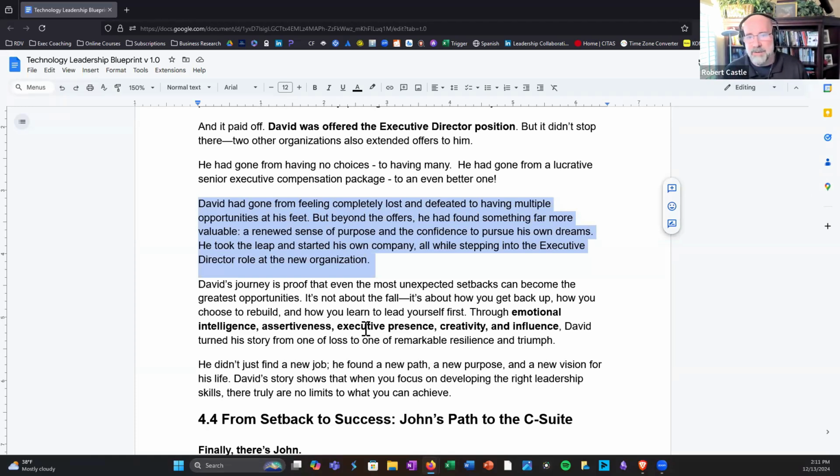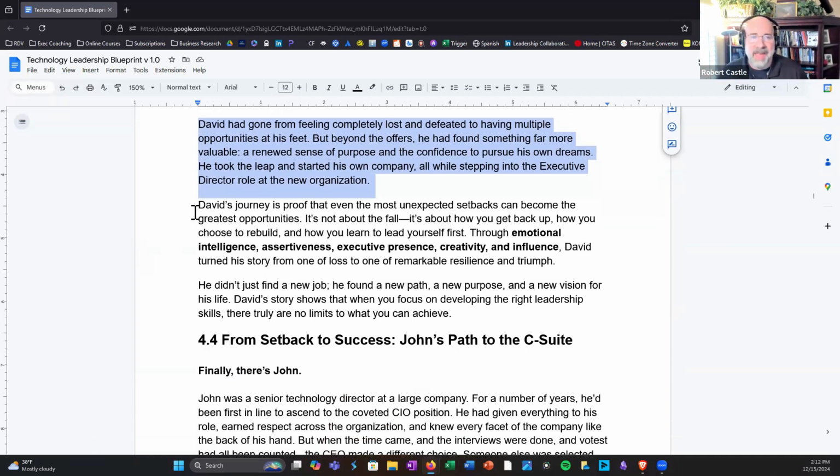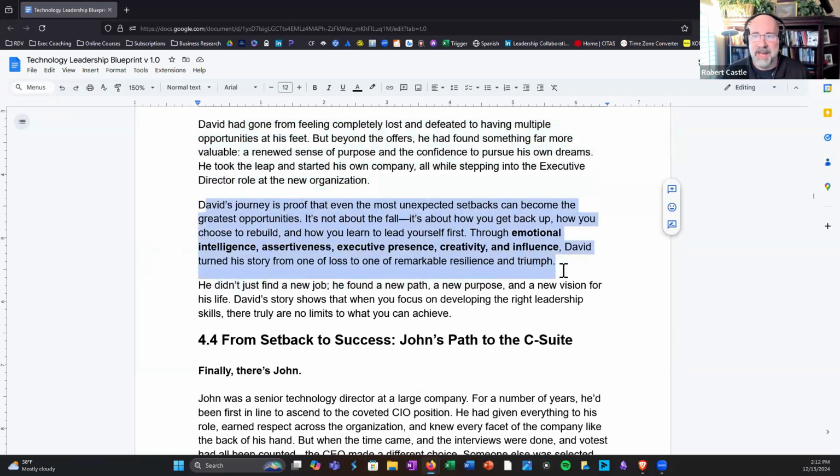But beyond the offers, he had found something far more valuable, a renewed sense of purpose and the confidence to pursue his own dreams. He took the leap and started his own company, all while stepping into the executive director role at the new organization. David's journey is proof that even the most unexpected setbacks can become the greatest opportunities. It's not about the fall, it's about how you get back up, how you choose to rebuild, and how you learn to lead yourself first.